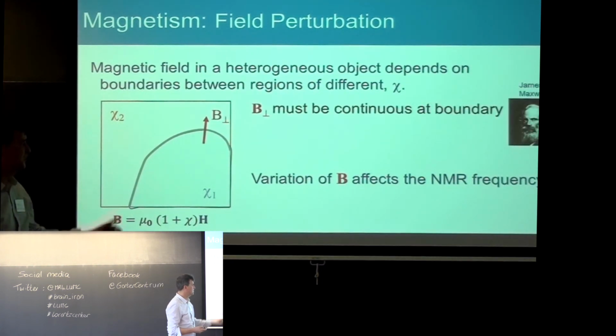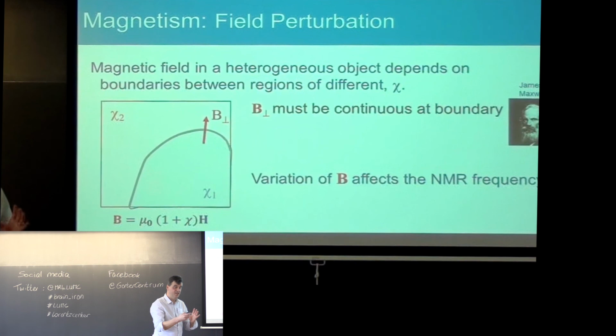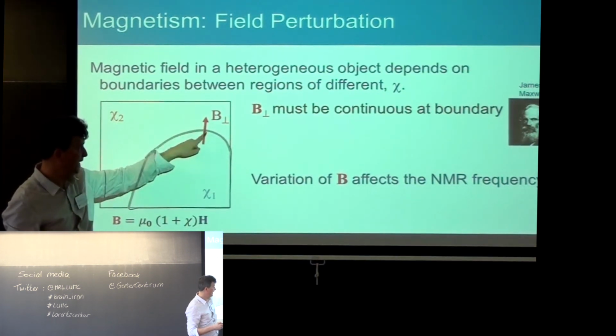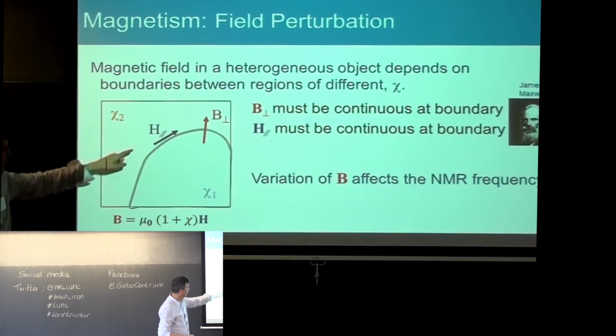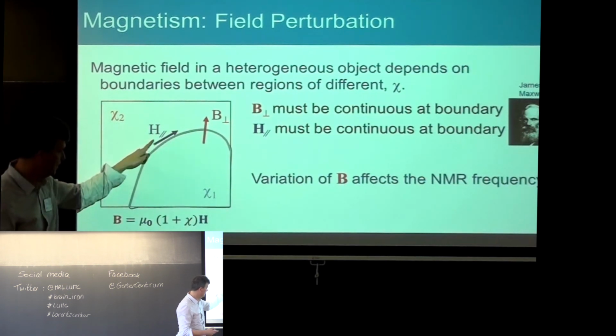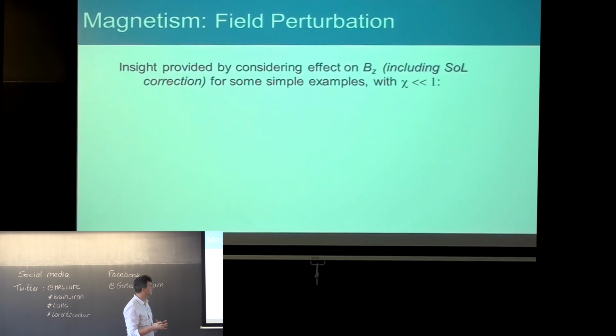So Maxwell tells us that when we work out what the field variation must be inside a heterogeneous object, the magnetic field B has to be continuous across the normal of the boundary, and H has to be continuous at the tangent to the boundary. Why is that important? It means that the shape of the boundary affects the magnetic field pattern that's produced.